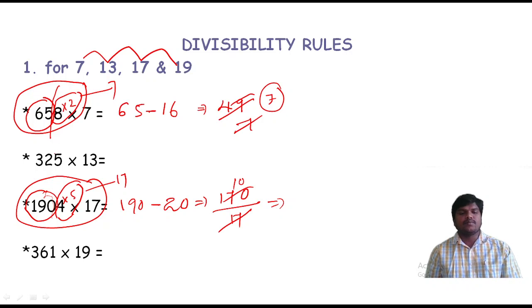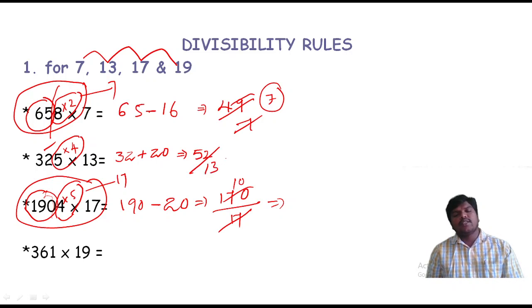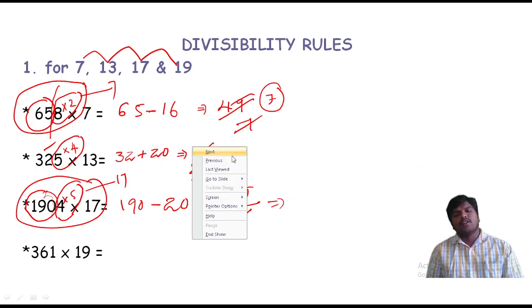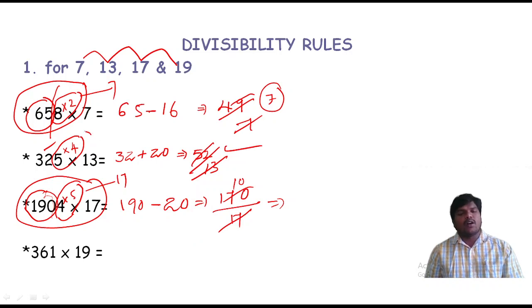Right? Then for 13 we need to multiply the last digit by 4 and add the value to the remaining number. Here it is addition: 32 plus 5 times 4, which is 20. So 32 plus 20 is equal to 52. So this 52 is exactly divisible by 13. Okay, that's why this whole number is also divisible by 13.